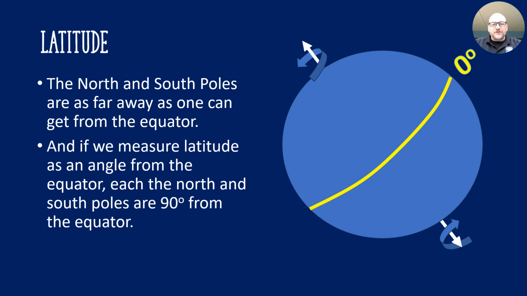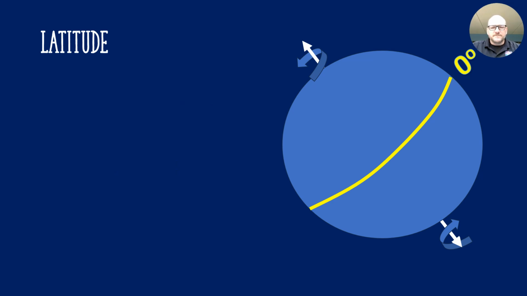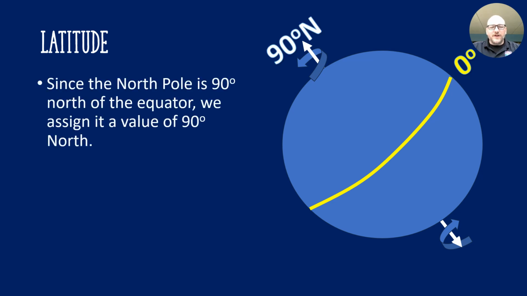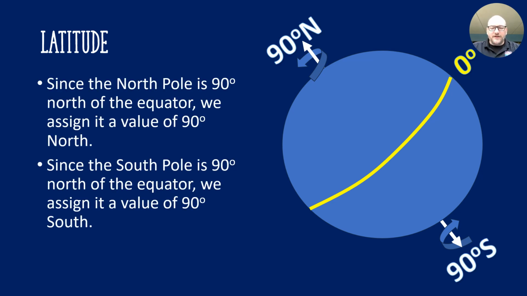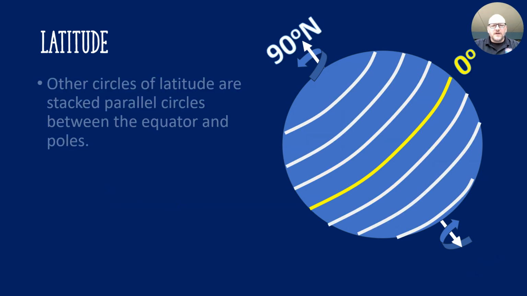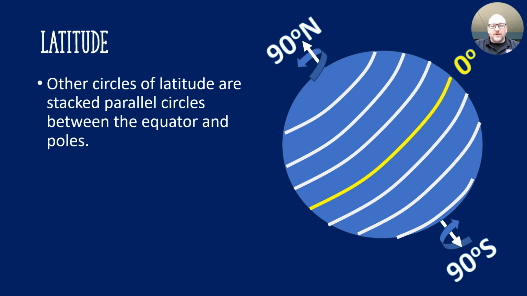And yeah, since it's 90 degrees one direction and 90 degrees the other, we have to distinguish which ones we're talking about. So at the north, we call it 90 degrees north, and the south, 90 degrees south. Anything in between them is somewhere between 0 and 90 north, or 0 and 90 south. So what we see are these concentric or parallel circles between the equator and the North Pole and the equator and the South Pole. These are our concentric circles or our lines of latitude.